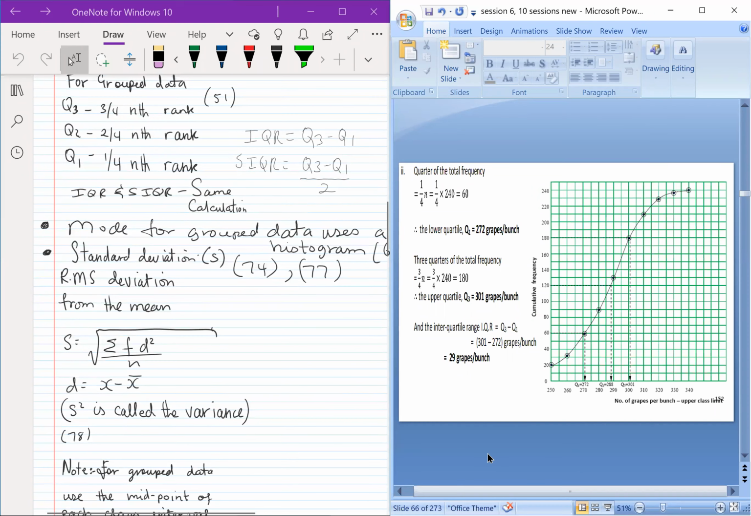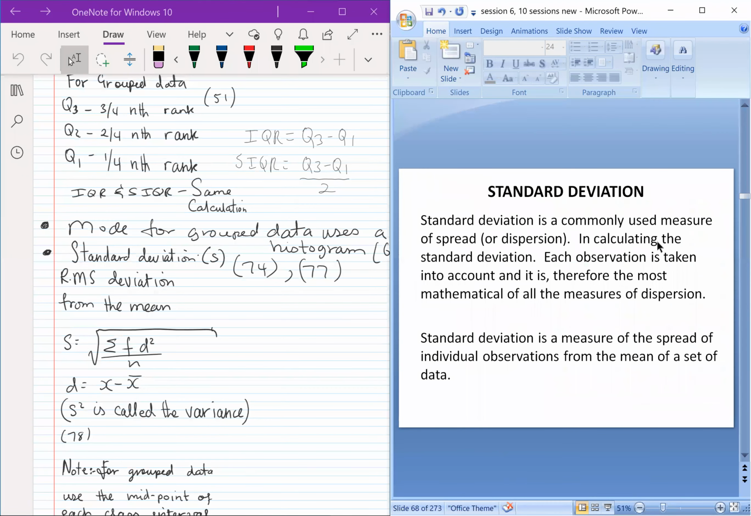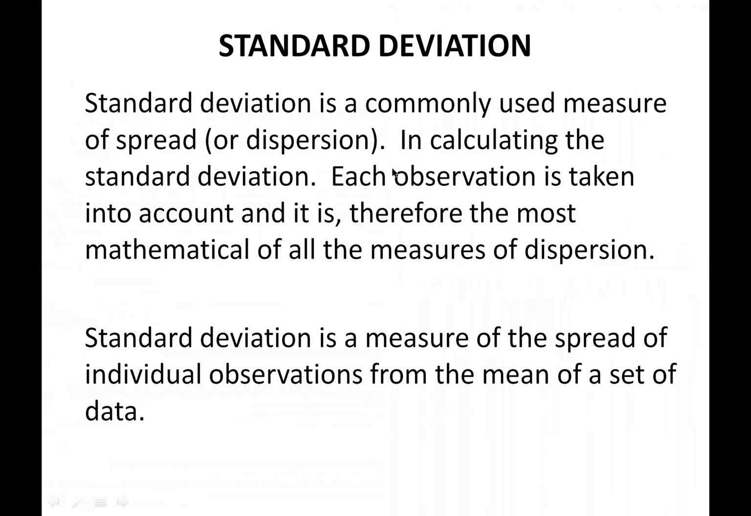The next thing we will go on to is something called standard deviation, right? And let's see what we have to say about standard deviation. Standard deviation is a commonly used measure of spread or dispersion. In calculating this standard deviation, each observation is taken into account, and it is therefore the most mathematical of all the measures of dispersion. Standard deviation is a measure of the spread of individual observations from the mean of a set of data.